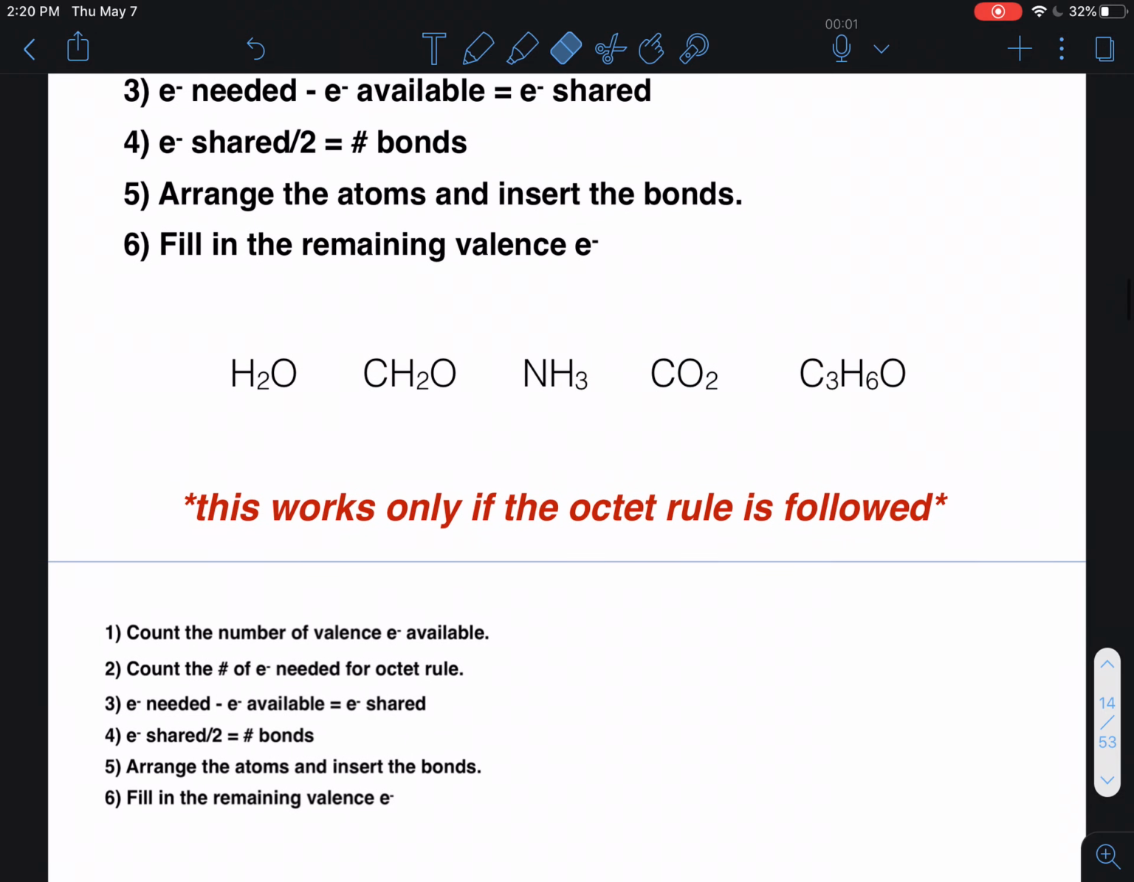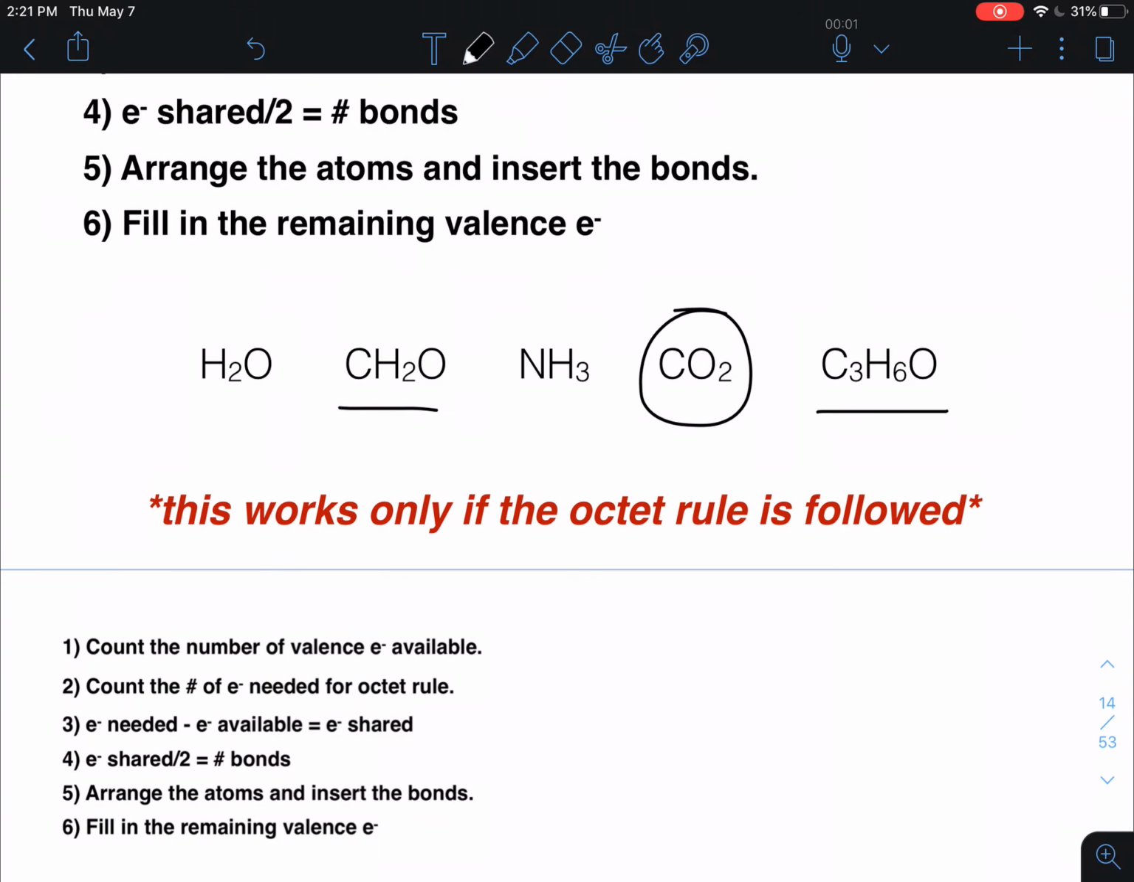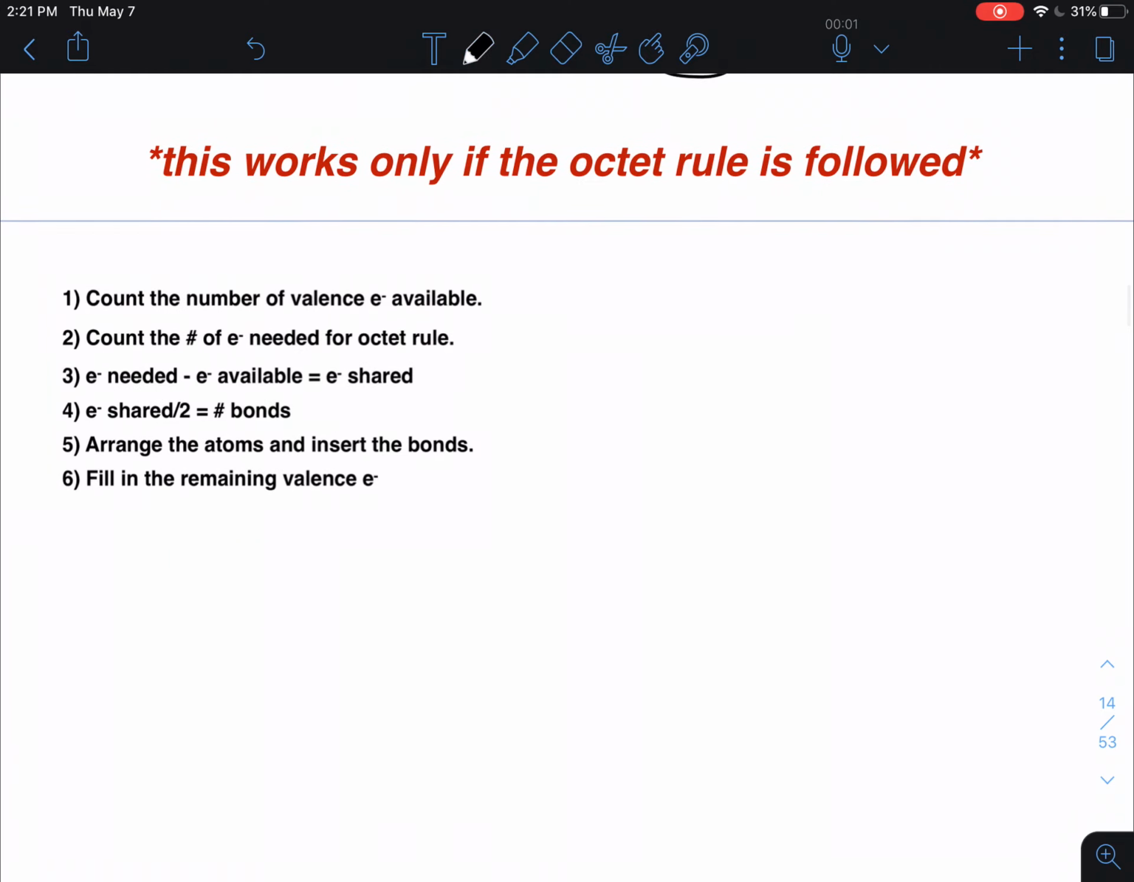Okay. The next one we're going to do is CO2, and I will do these two when we talk in Zoom. So CO2. I'm going to do this one a little bit differently in the sense that I'm going to color code it. Okay, so first of all, add up the number of valence electrons.